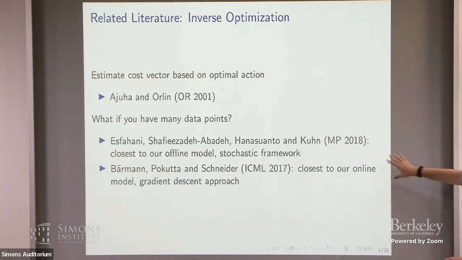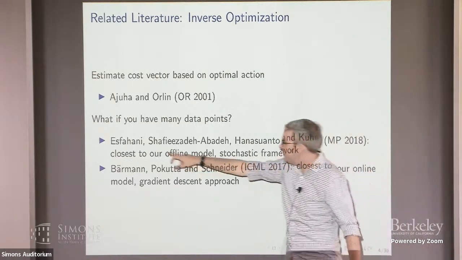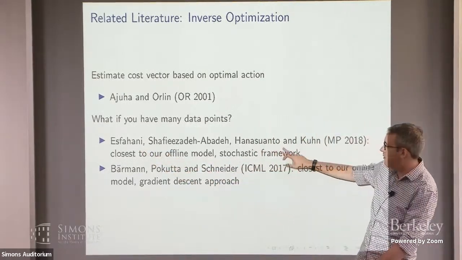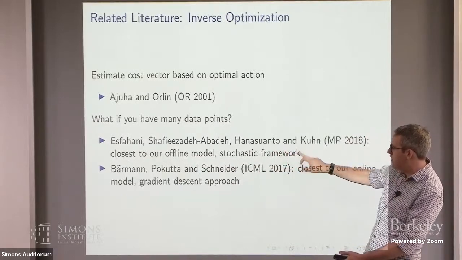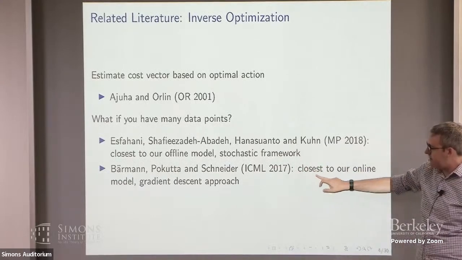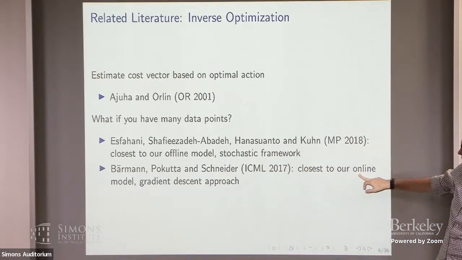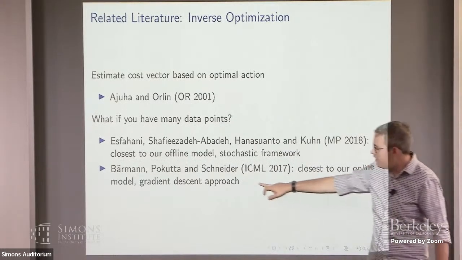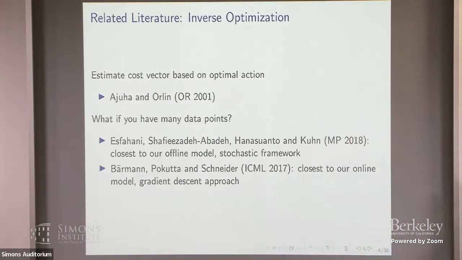In terms of closest stuff to us, there's this paper by Esfahani et al., which is a pretty celebrated paper. It won the Lanchester Prize, which is closest to our offline model. And the closest paper to ours is actually going to be this Barman, Pokut, and Schneider ICML paper, which is going to be closest to our online model. What they do is a reduction to gradient descent, and they propose an algorithm for this.